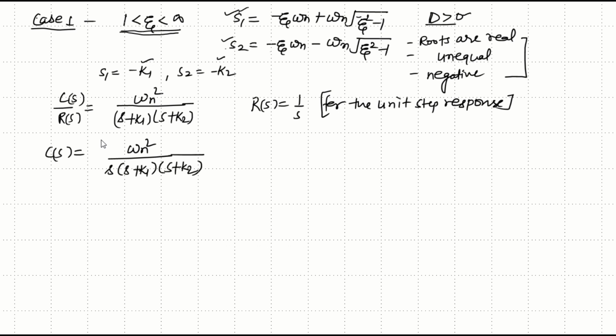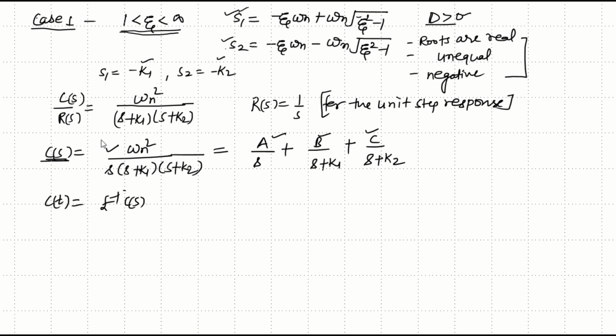Now to calculate the value of Ct from Cs, we have to do the inverse Laplace of this. So we first need to do the partial fraction. Let us suppose the partial fraction is a by s plus b by s plus k1 plus c by s plus k2. Here I am not calculating these values a, b, c, since I just want to know the nature of the output response. So I am just taking the inverse Laplace Ct, which is the inverse Laplace of this Cs.